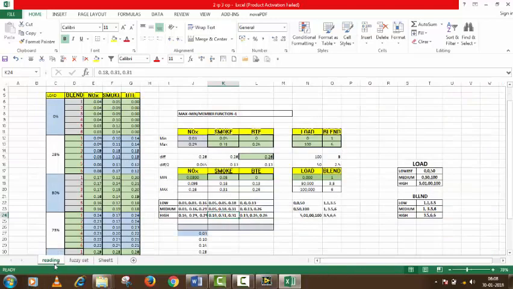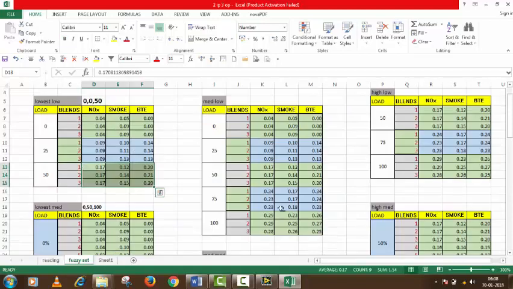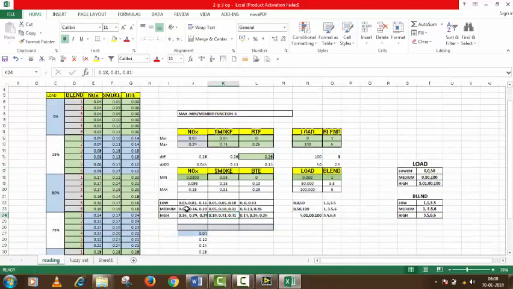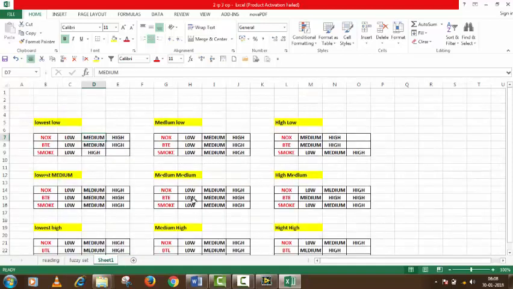Coming to here, what happens? See, NOx is 0.04, 0.29 is there, and probably 0.17 is there. So low, medium, high will be there. It covers all the range of low, medium, high. Similarly, you have to repeat the whole process for all the possible combinations.